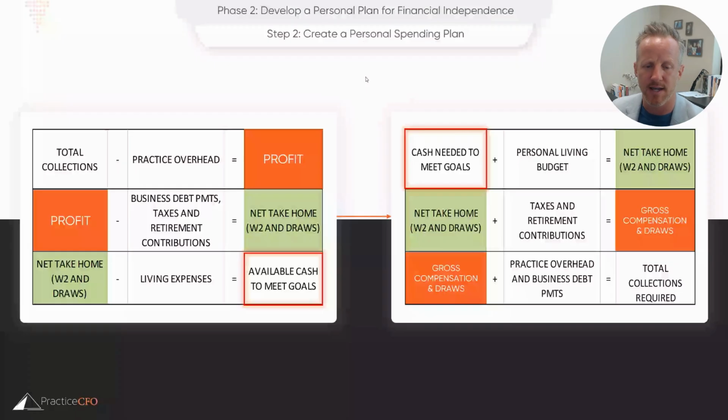All right, so back on topic here, you are an S corporation most likely. So going back to the beginning, you have your total collections, you take out your overhead, you're left with profit. Out of your profit, you pay your practice debt, you pay your taxes. Now, when I say you pay your taxes, this is your income taxes through your W-2. And in your W-2, you're going to have income taxes withheld, FICA taxes withheld.